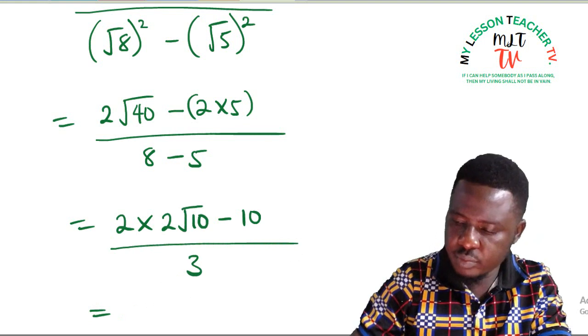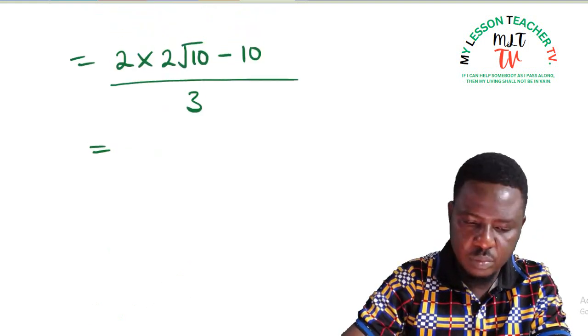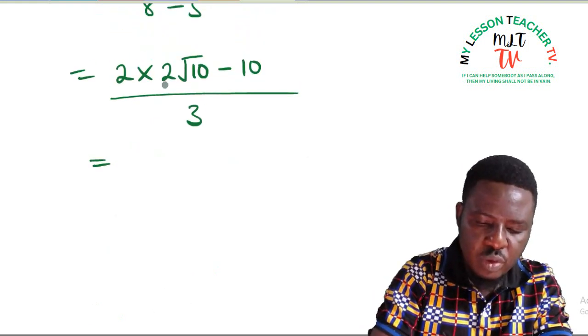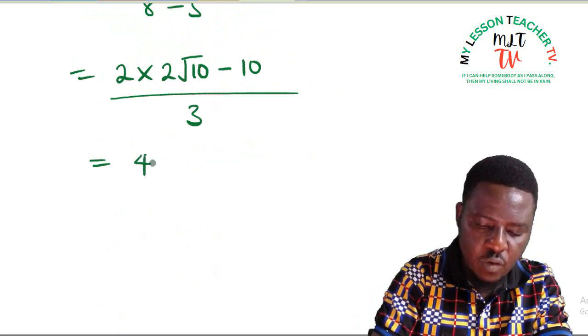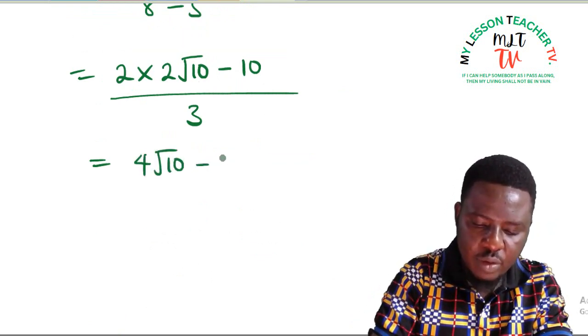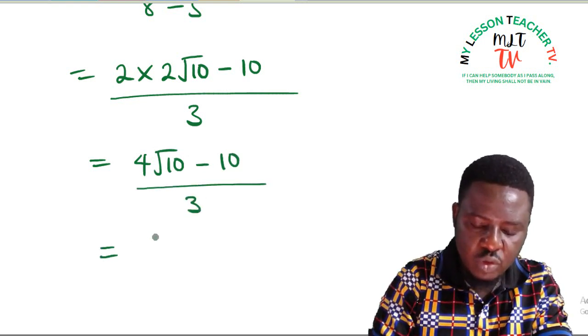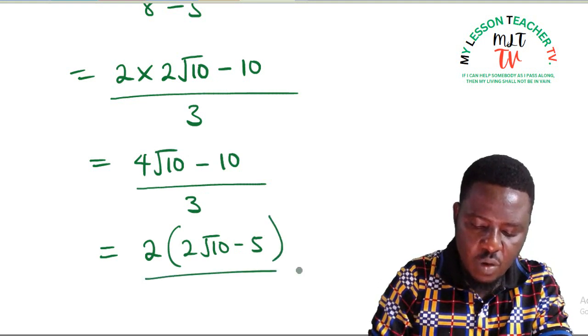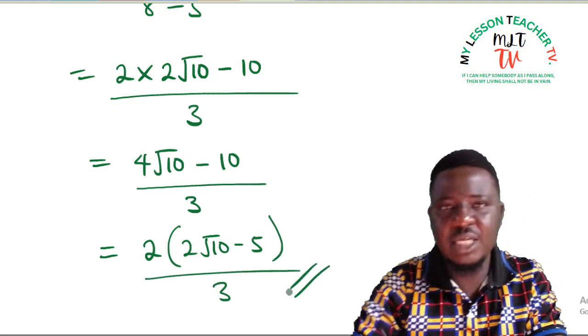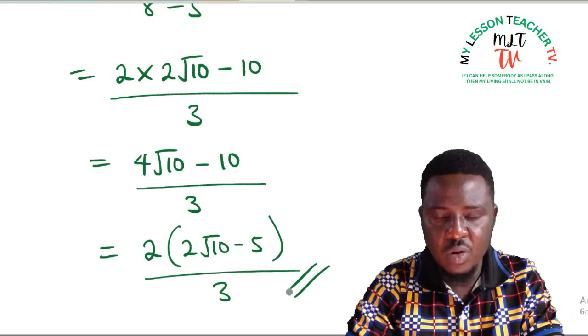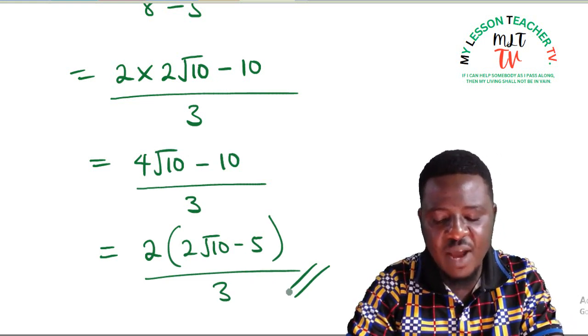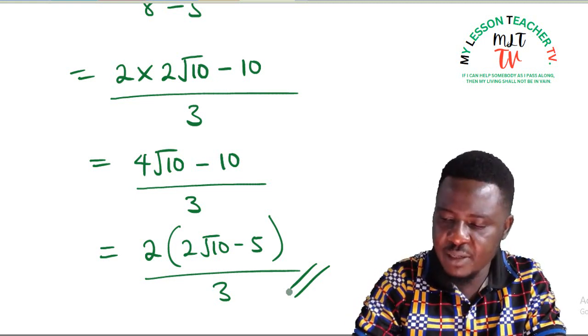This is equal to 2 times 2 root 10 is 4 root 10 minus 10, all divided by 3. I can then factorize out 2, for 2 is common. We have 2 into bracket 2 root 10 minus 5, all divided by 3. Ladies and gentlemen, please, this is your answer. On no account should you subtract 5 from root 10. They are not like terms, and that cannot be simplified.